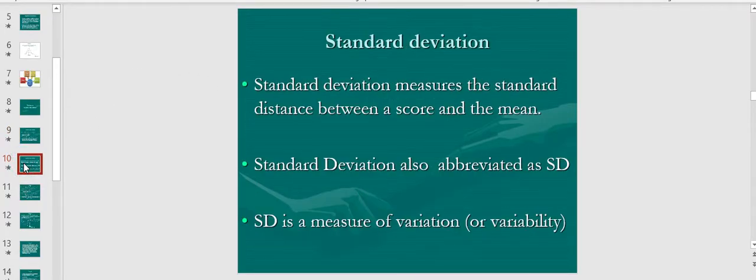Standard deviation measures the standard distance between the score and the mean. Standard deviation is also abbreviated as SD. SD is the measure of variation or the variability.